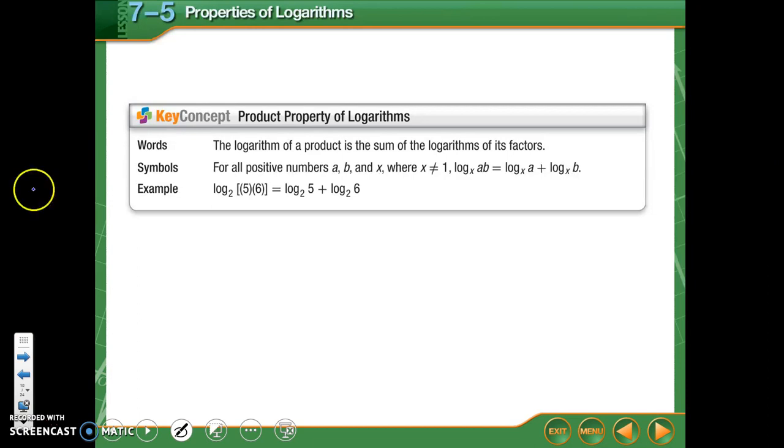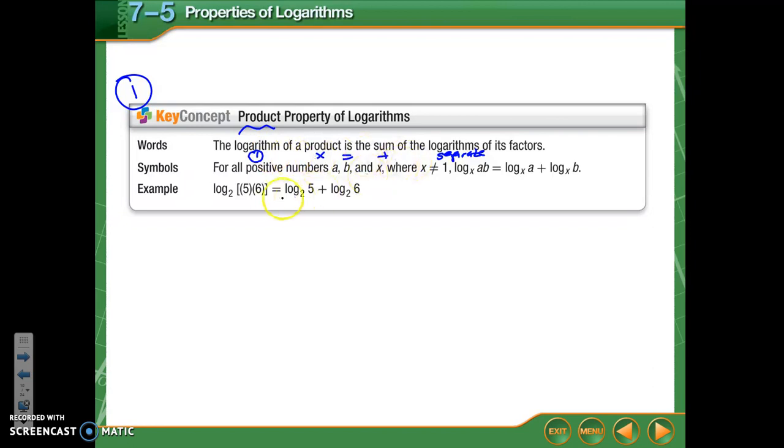So the first property that we have, there are three properties today of logarithms. The first one is the product property. What it says is the logarithm of a product. So here I have one logarithm, and inside my logarithm I have multiplication, is equal to the sum, so adding the logarithms of its factors. So here I'm splitting it up into a bunch of separate logarithms.